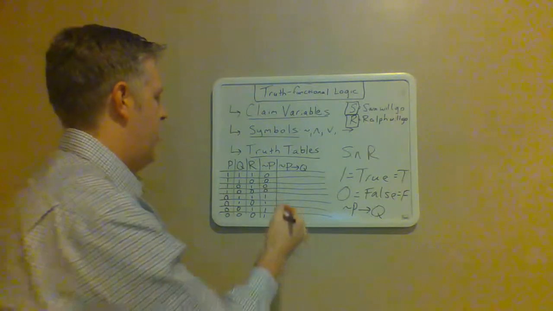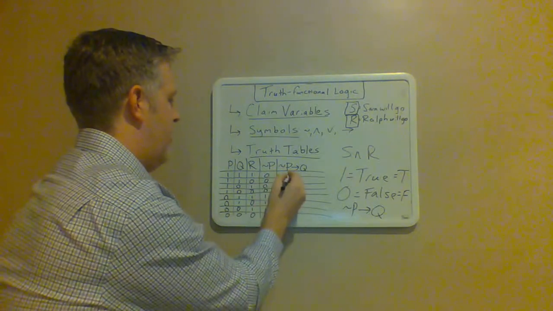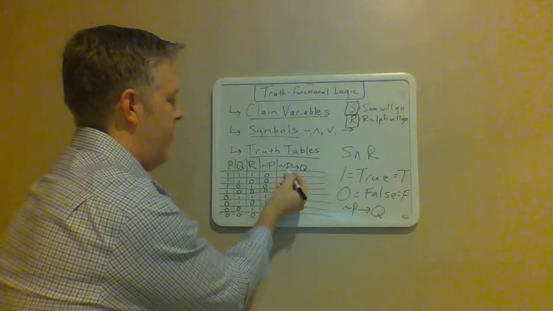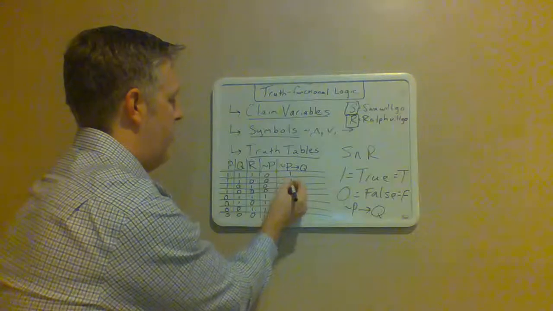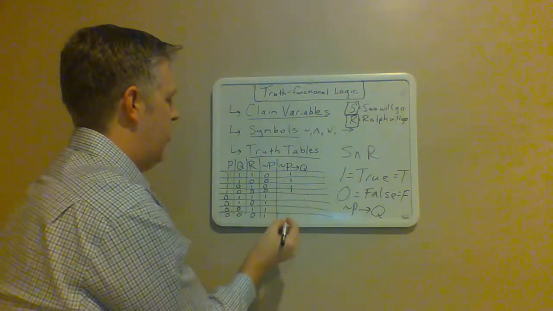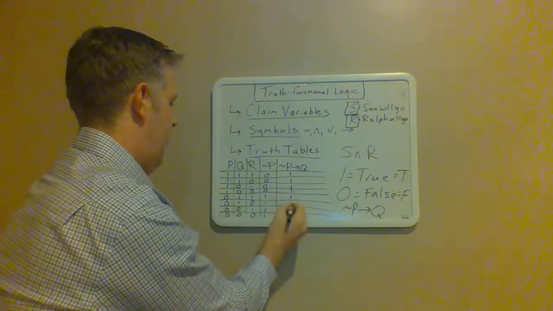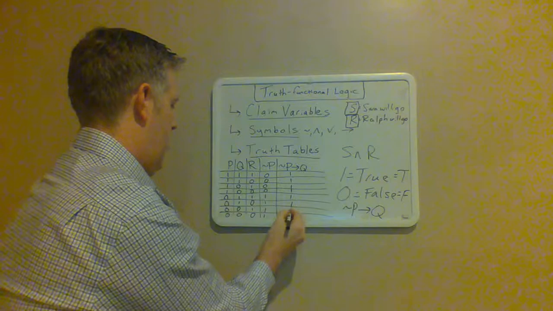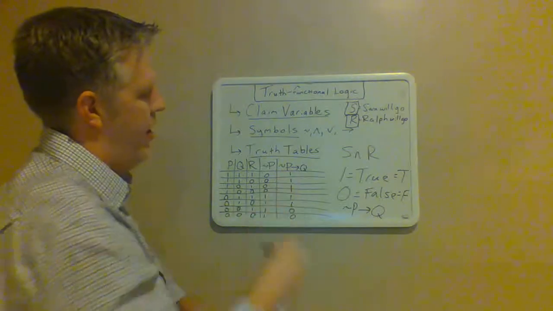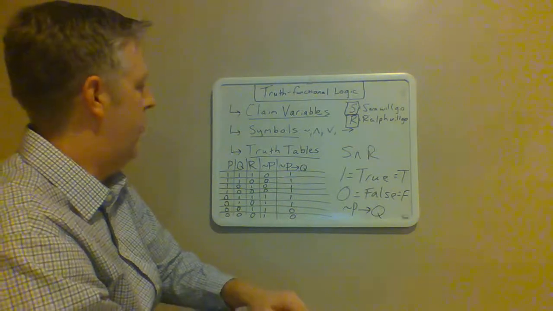Right, and as we'll learn in the subsequent video, that's going to be true anytime the first thing, or the antecedent, is false, and so the conditional itself is always going to be true. Okay, let me just fill this in real quick. Okay, and we'll talk about why those are true and false in a subsequent video.